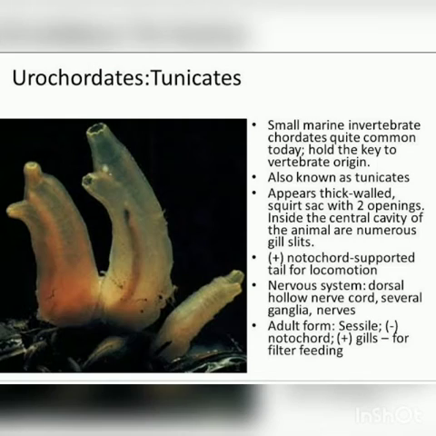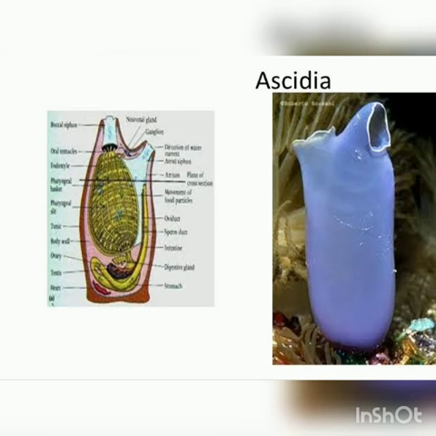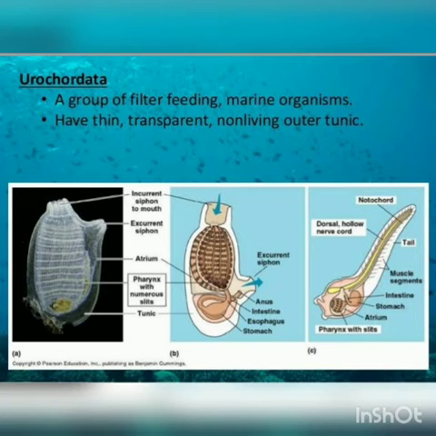And then subphylum Urochordata. Uro means tail, chord means notochord. So they are commonly called as sea squirts. The body is unsegmented and is covered by tunic, a sac-like structure. The coelom is absent. Notochord is present only in the tail region of the larva, hence it is named as Urochordata. And it shows retrogressive metamorphosis.